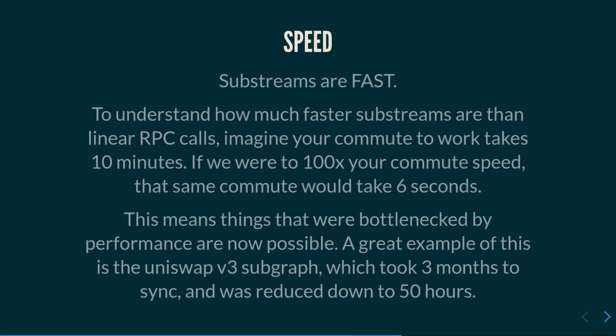So first and foremost, Substreams are fast. Actually, I just gave this. I forgot that it was in this slide. But we have a 10-minute commute, we 100x your commute speed, and it takes 6 seconds. So this means that things that were bottlenecked by performance are now possible. A great example is the Uniswap v3 subgraph, which took 3 months to sync linearly. But when we parallelized it with Substreams, it was able to only take 50 hours, which is really cool.